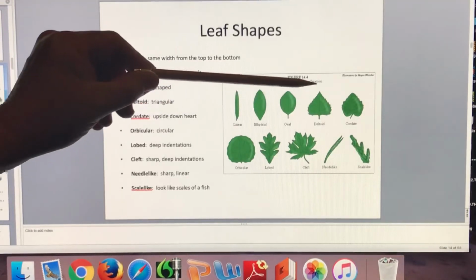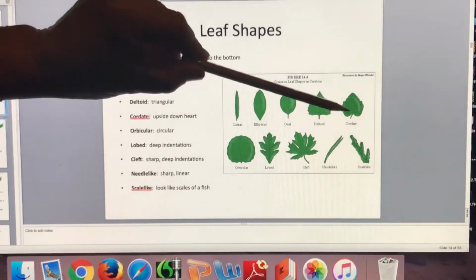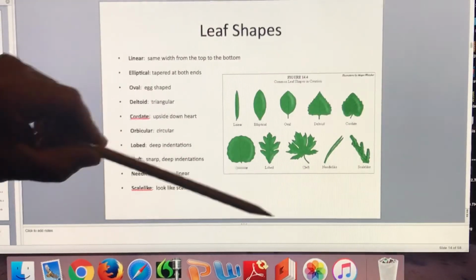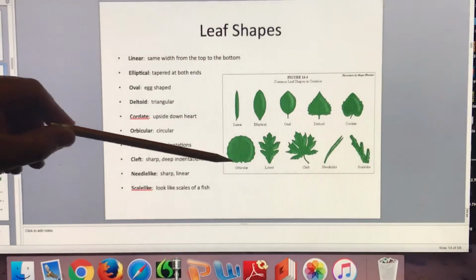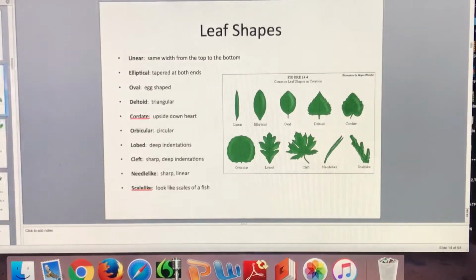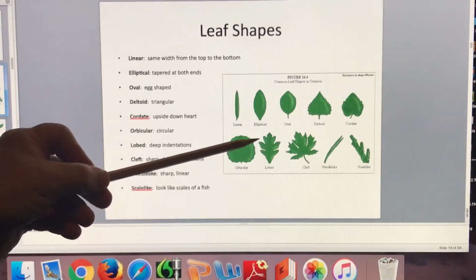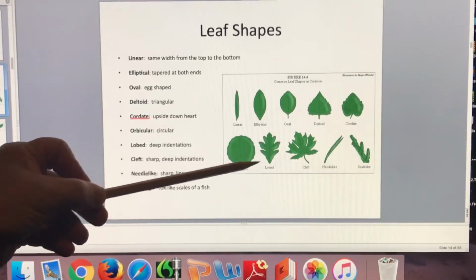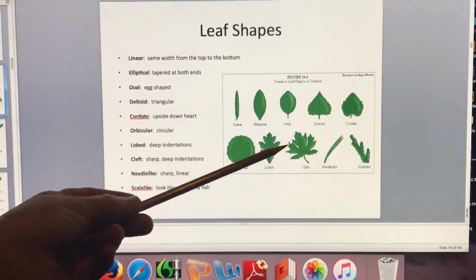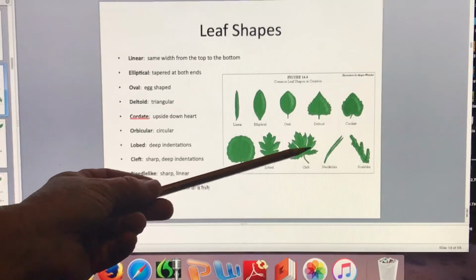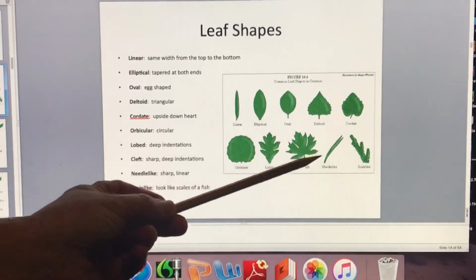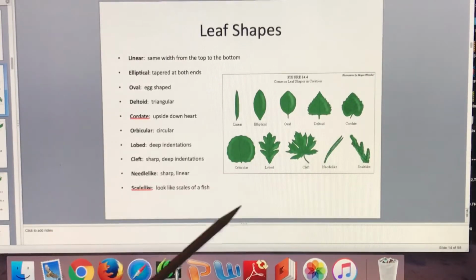Deltoid, which is a triangle. The chordate, which is an upside down heart. Orbicular, which is quite circular for the most part. Lobed has some indentations in the shape of the leaf. The cleft has sharp, deep indentations. Then you have needle-like, which basically looks like needles. They're sharp and linear. And then finally, it's scale-like, which they describe as looking like the scales of a fish.